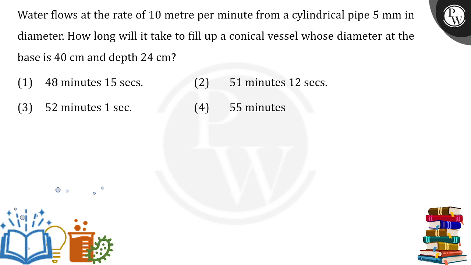The water is flowing at the rate of 10 meter per minute. So the rate of flow of the water is given, that is 10 meter per minute, in a cylindrical pipe 5 mm in diameter. So the diameter is given as 5. Over here, since the diameter is given as 5, I can calculate the radius from here. The radius will be 5 by 2.